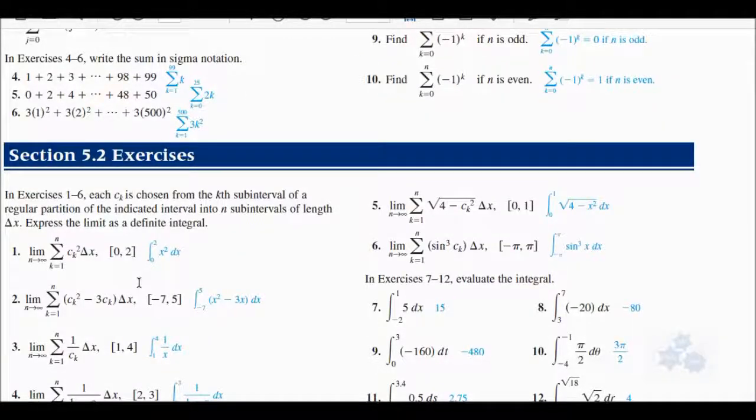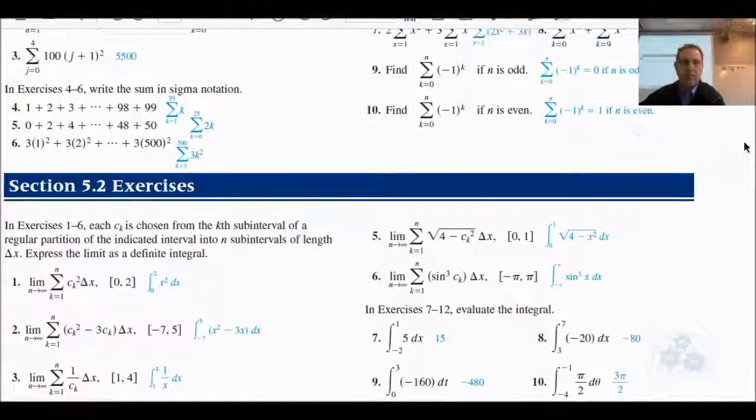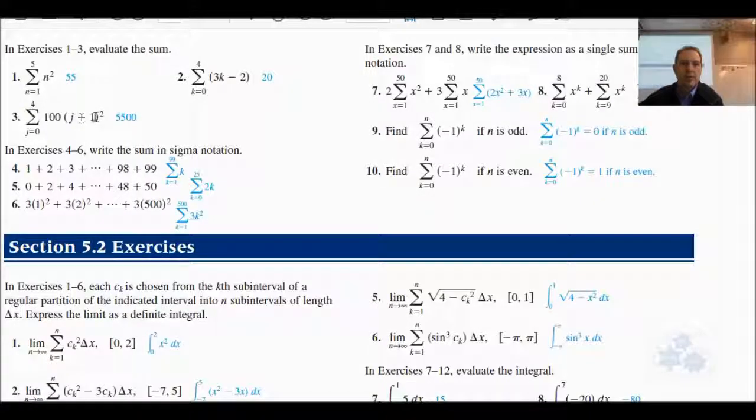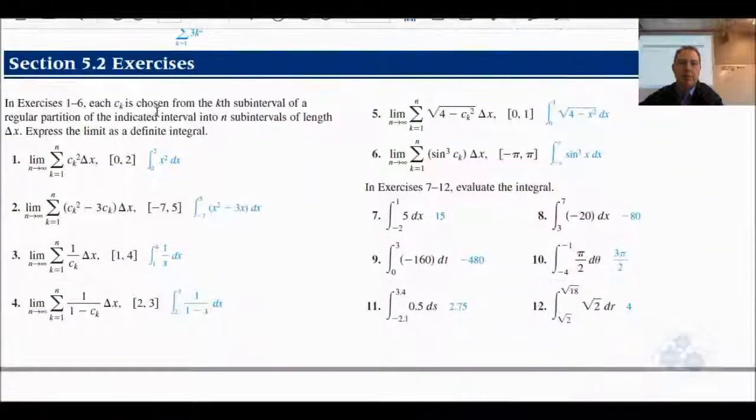Okay, so here are some questions from your textbook. These are the ones we just did, this one right here and this one right here. So you can work on any of those that you want. I'll give you your assignment in a bit.